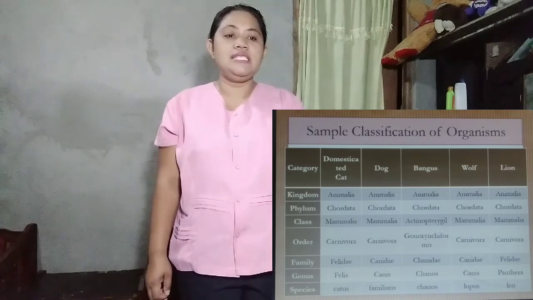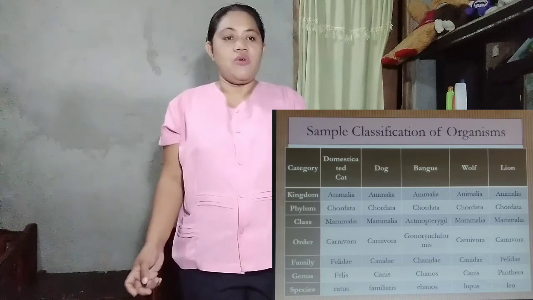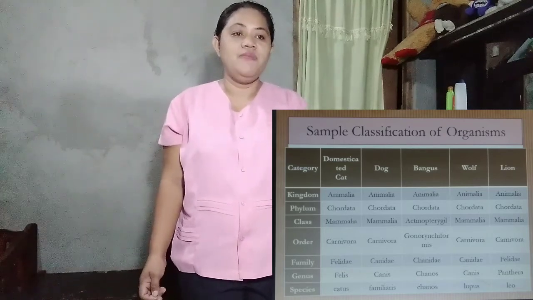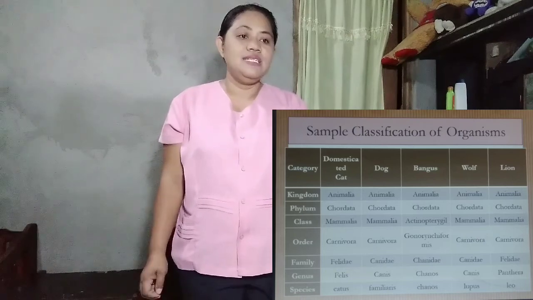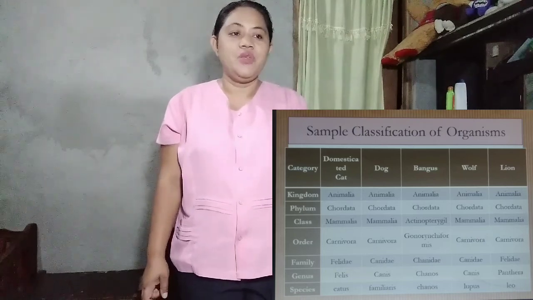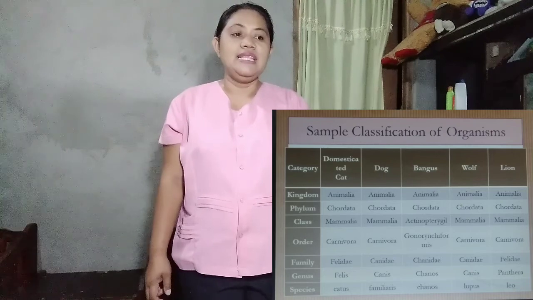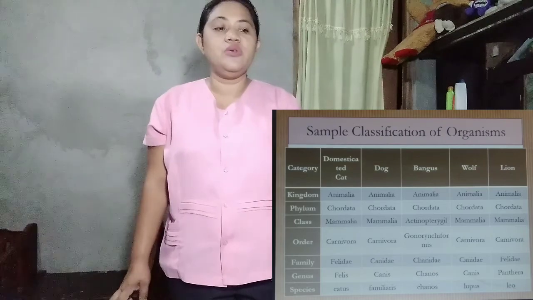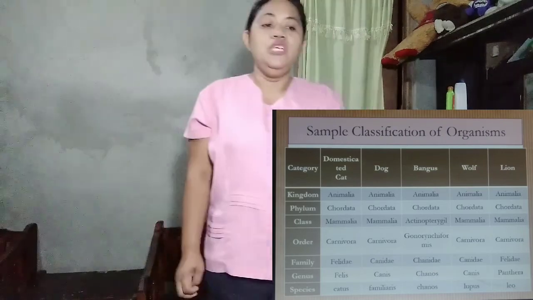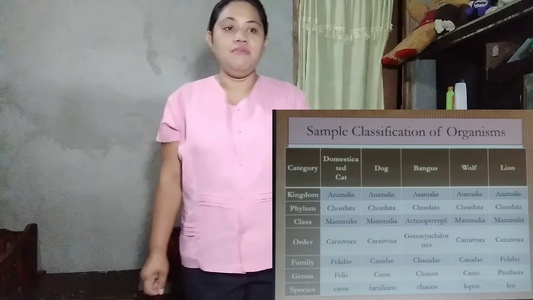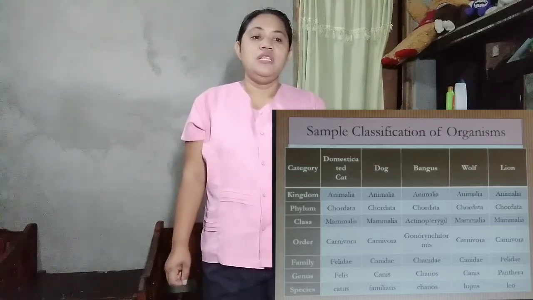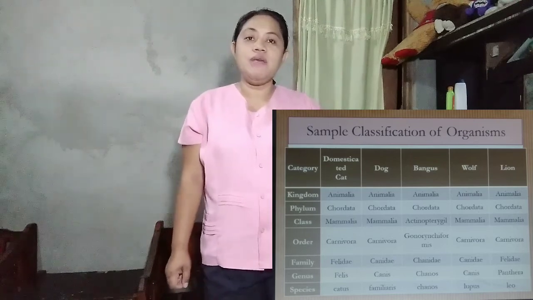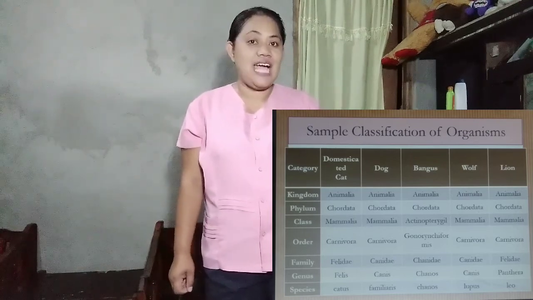The last one is species. So, cat belongs to species catus, dog is familiaris, bangus is chanos, wolf is lupus, and lion is leo. So if you are going to give a scientific name for each animal, you can see that the scientific name for cat is: look at the genus, Felis. Species is catus. So the scientific name for cat is Felis catus.